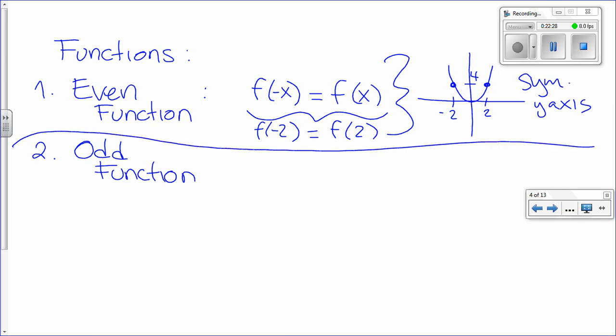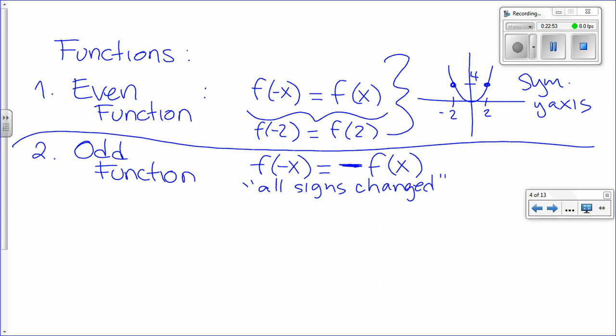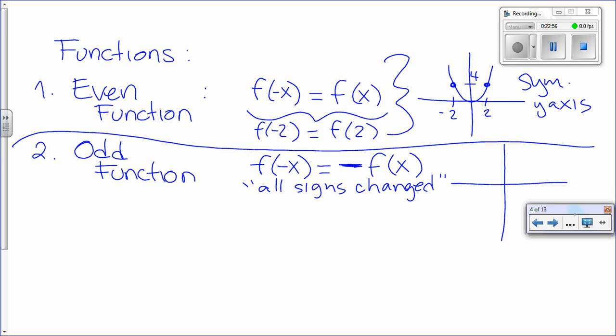Now, for odd functions, we had to, again, find f of negative x. And so a function is odd when after substituting x with negative x, you get the opposite of the original function. This is what I mean by the opposite. So, in other words, all the signs changed. I'll give you an example.